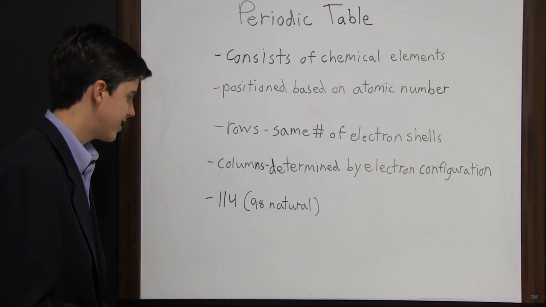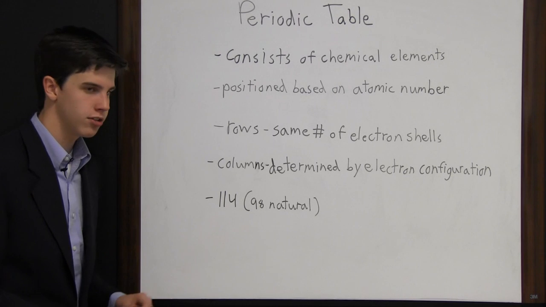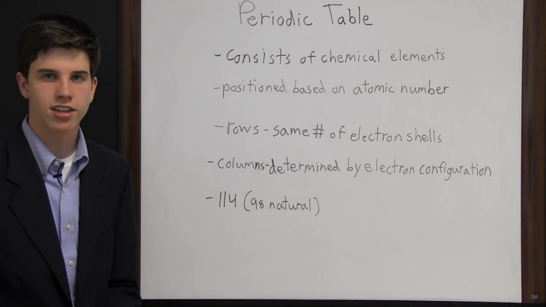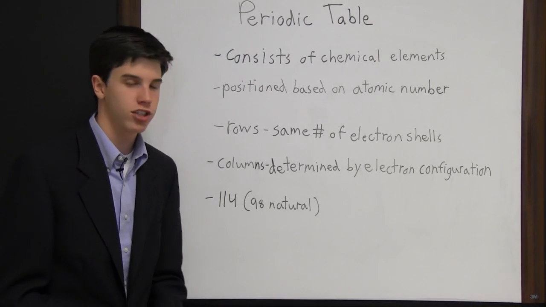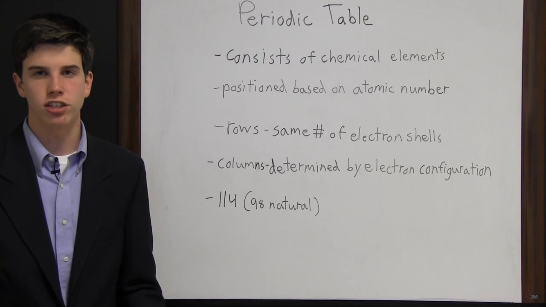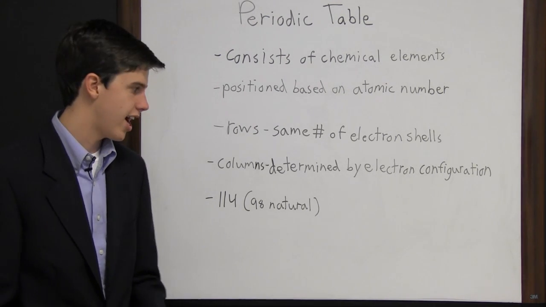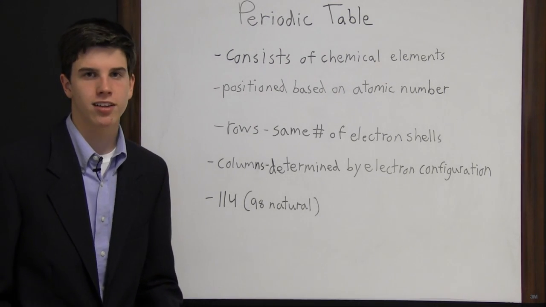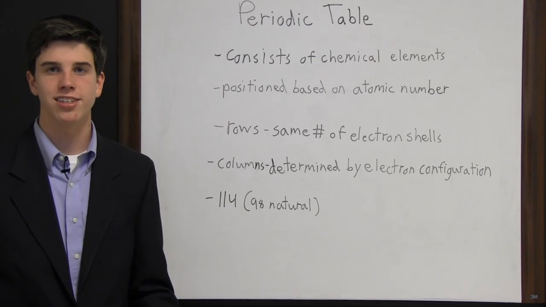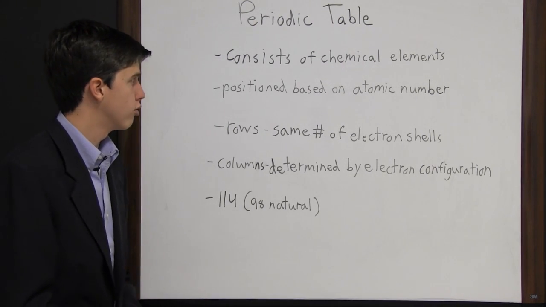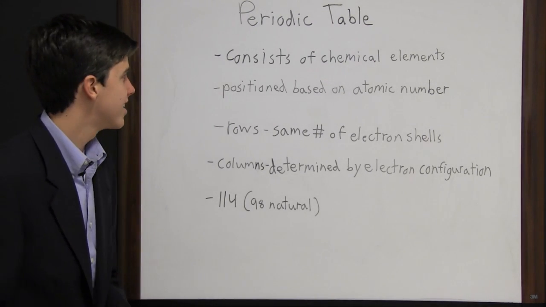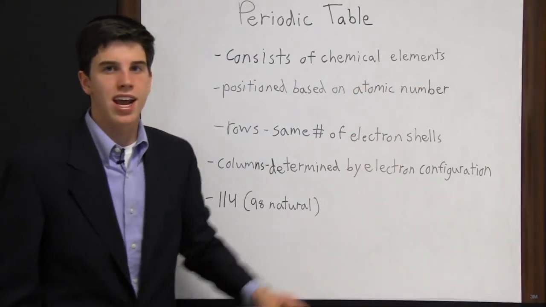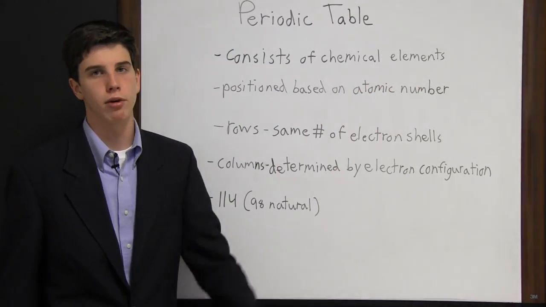There are about 118 elements out there, but only 114 have been officially recognized. And 98 of those are natural elements, ones that naturally occur in nature, such as potassium, nickel, and hydrogen. The other ones are synthetically produced by humans, such as einsteinium. So the important thing to remember about the periodic table is that it consists of chemical elements, and is arranged by atomic number.